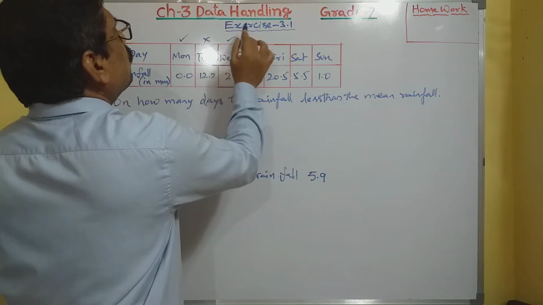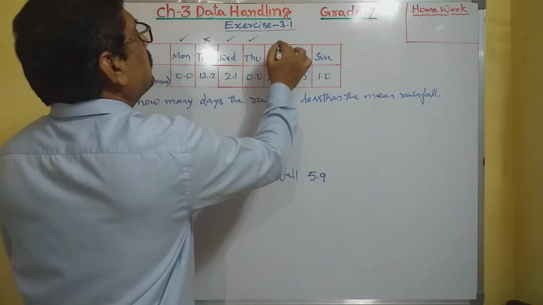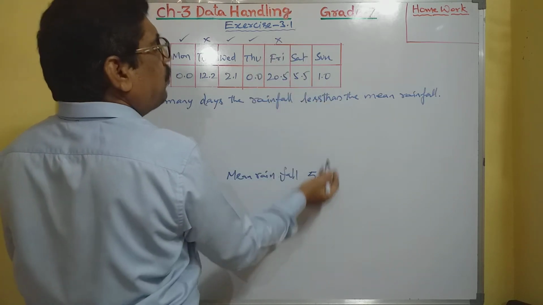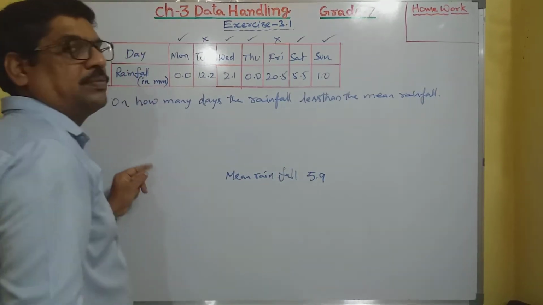So this is also less than this. 0.0, this is also less than this. This is 20.5, which is more than 5.9. 5.5 is also less than this. 1.0 is also less than this.